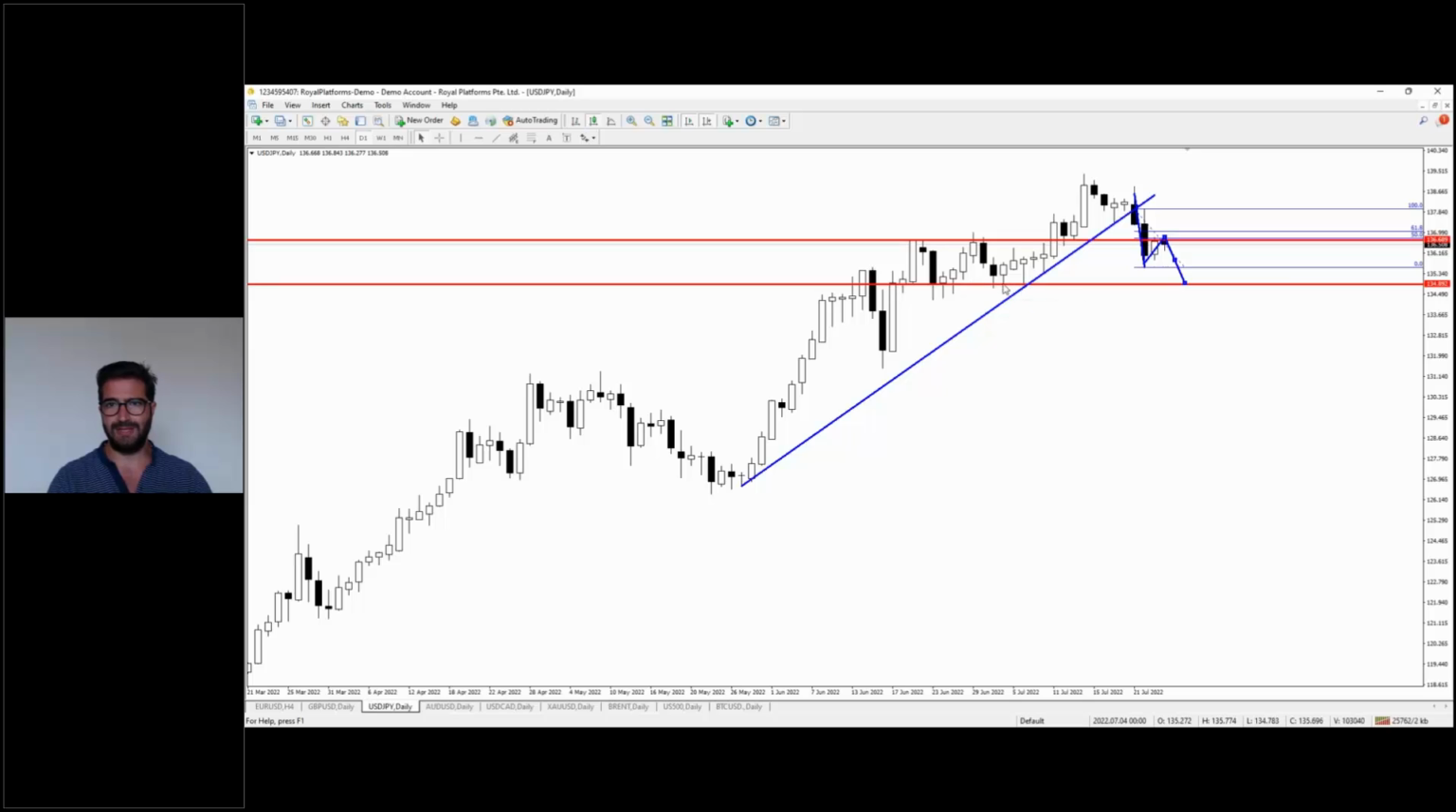Why? Because we have on the daily time frame a strong support level. I use these lows to build this support.